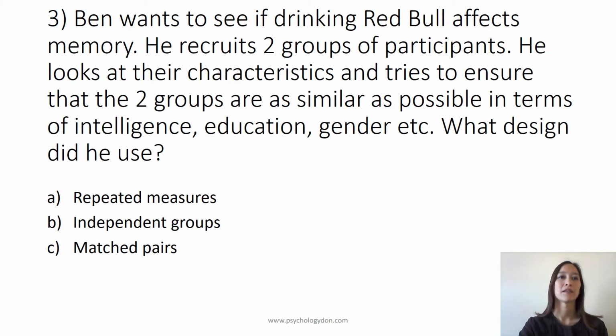Question 3. Ben wants to see if drinking Red Bull affects memory. He recruits two groups of participants. He looks at their characteristics and tries to ensure that the two groups are as similar as possible in terms of intelligence, education, gender, etc. What design did he use? A, repeated measures, B, independent groups, or C, matched pairs?